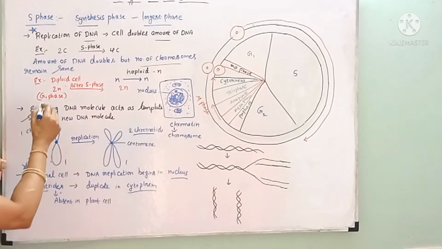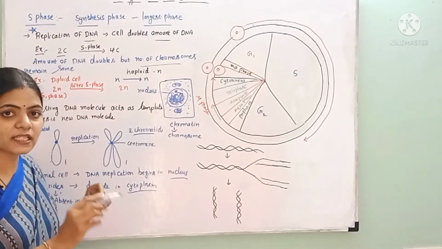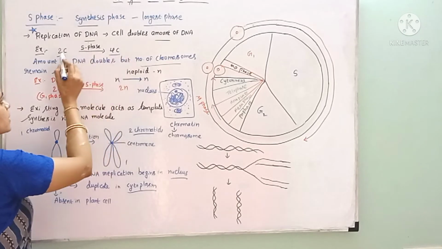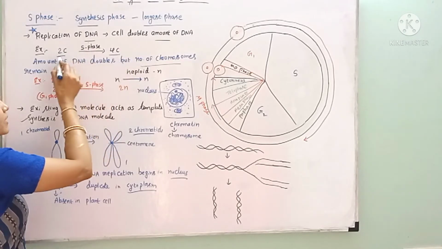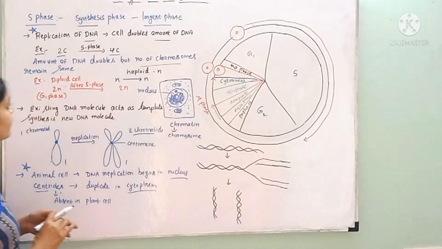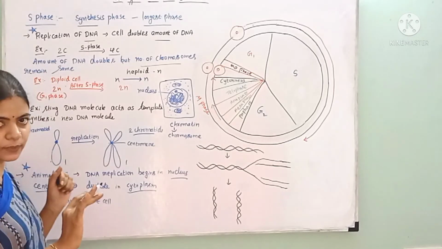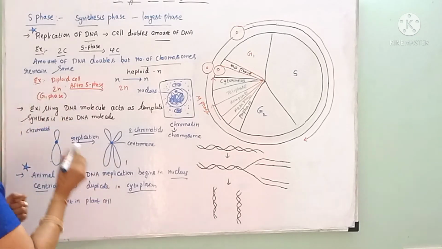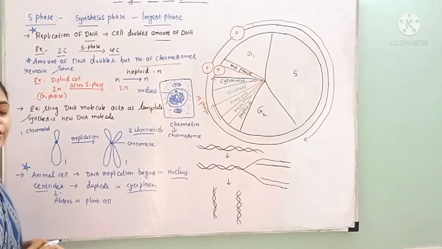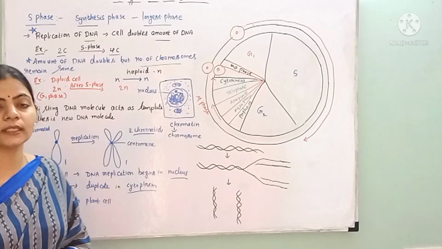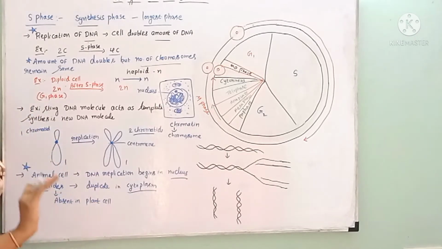For example, the initial amount of DNA in the cell is 2C, and after S phase, the amount of DNA doubles. What is the doubling of 2? 4. That means 2C becomes 4C. Here the amount of DNA is represented by the C value. The amount of DNA doubles, but there is no change in the number of chromosomes. We need to remember this. The chromosomes remain the same.